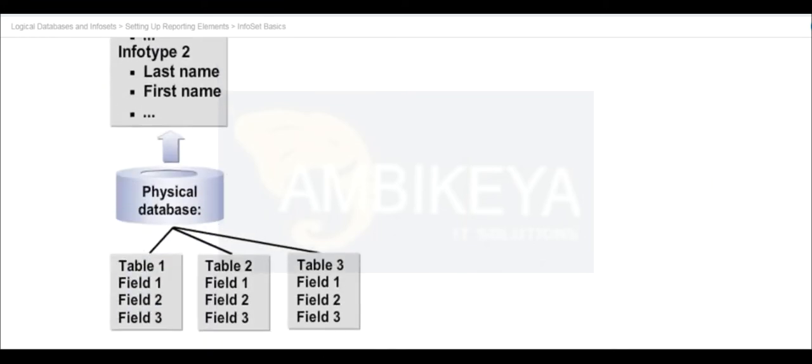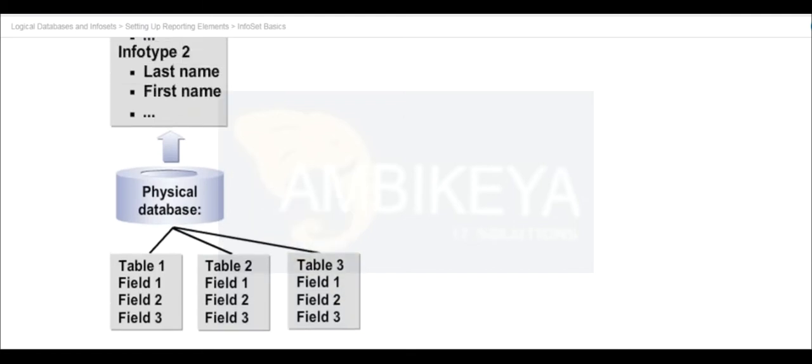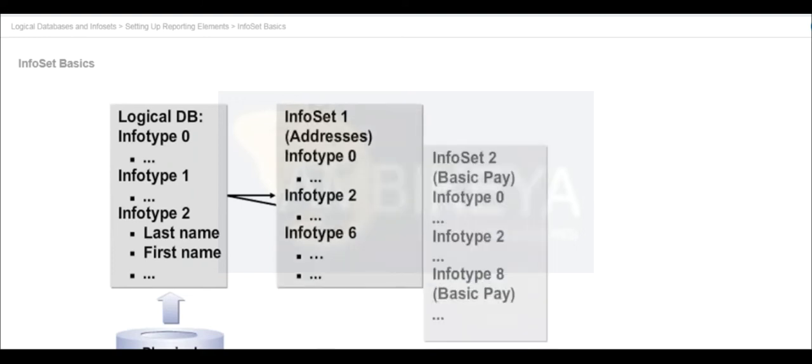Infosets are special views of logical databases which determine the fields of the logical database that can be reported by queries. Because the system contains a large number of fields in logical databases, it is not practical to offer all of them for selection when creating queries. Therefore, before creating queries, you need to create Infosets.